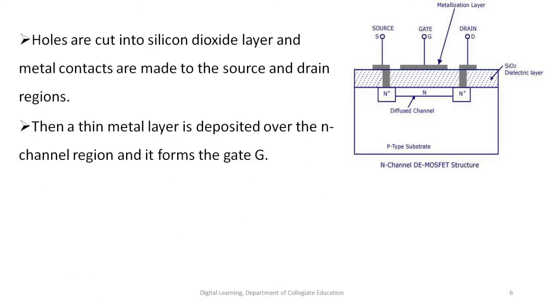There is a thin metal layer which is deposited over the N channel and it forms the gate. So this is also N-type material which is diffused over the P substrate, and on the other side of the dielectric layer a thin metal layer is deposited over the N channel. So this forms the gate.